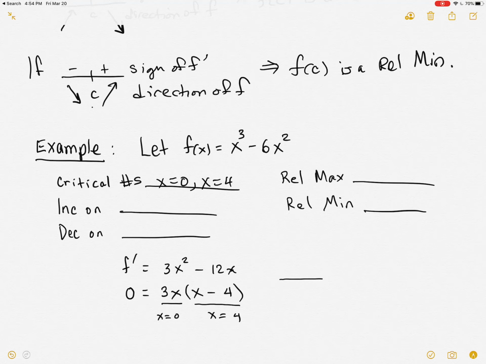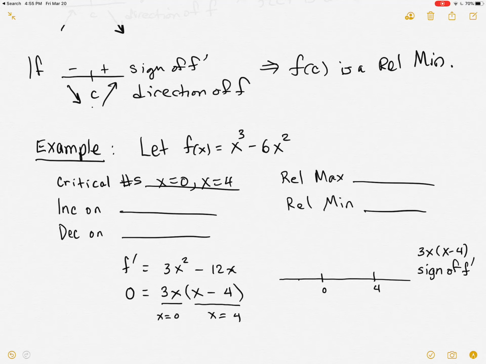To answer the rest of it, we make our number line. Put 0 and 4 on here. And let's determine the sign of the derivative. I'll go back and plug the test numbers back into the factored version of the derivative so that I don't have to really crunch numbers.